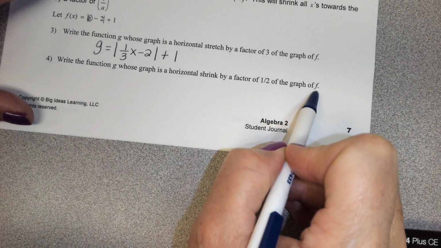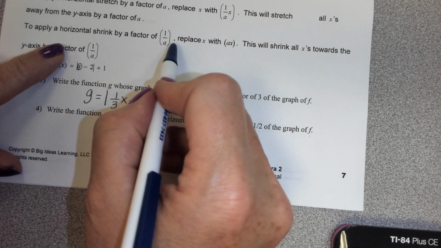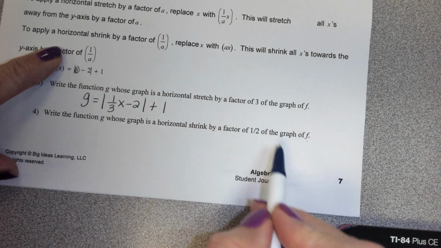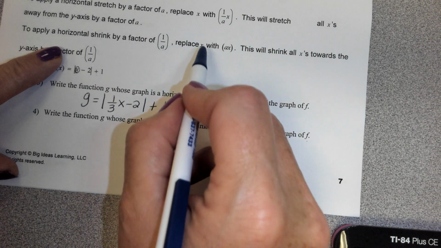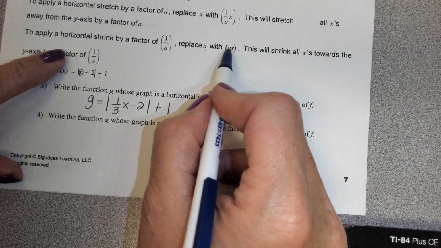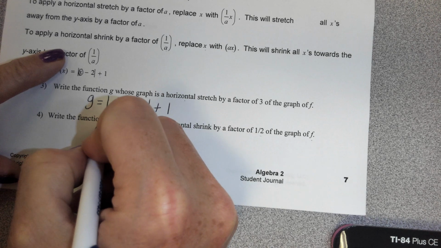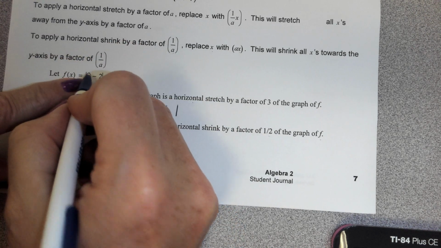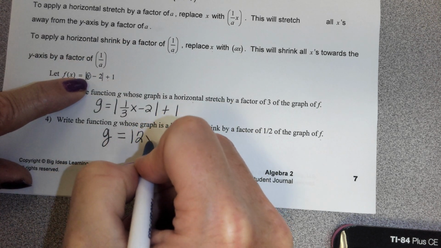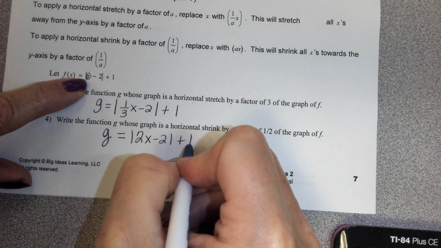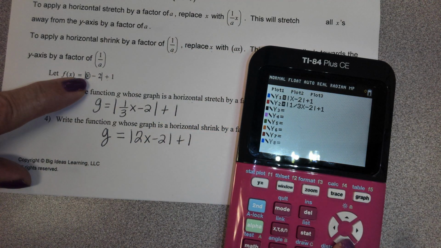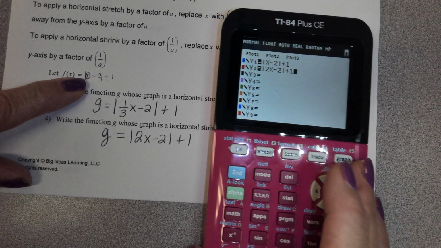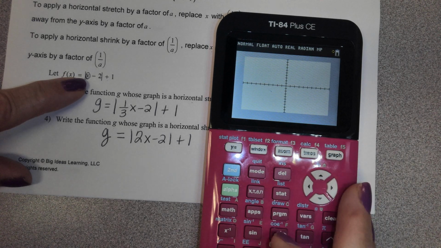the graph of f. Well, let's look at the horizontal shrink. If we want 1 over a, that would be 2 in this case. So we're going to replace x with 2x. Kind of seems weird, but that's what you do. Here's our x. That x has to get replaced with 2x. And then just to prove it to you, this is the only one I need to change. And we want to see if this is going to be a horizontal shrink by a factor of 1/2.